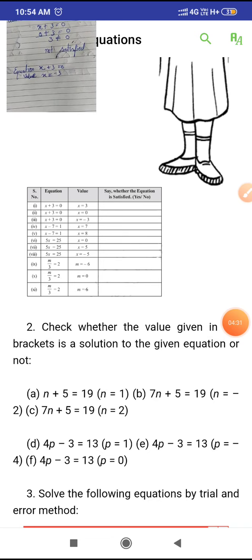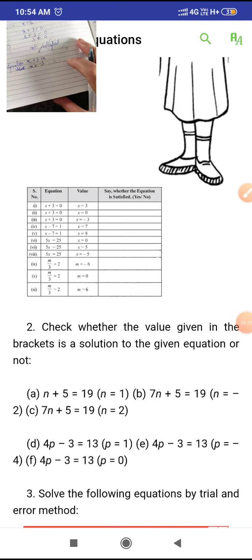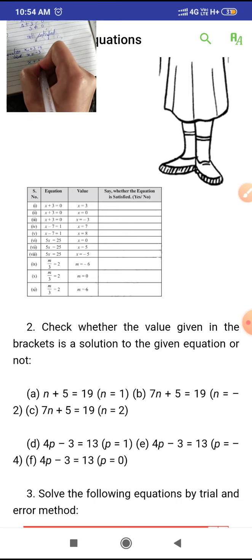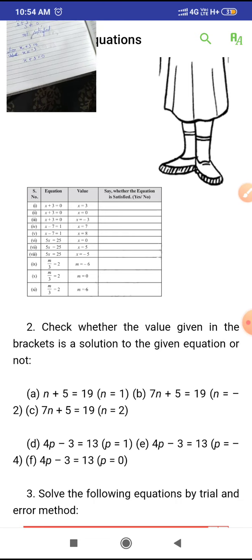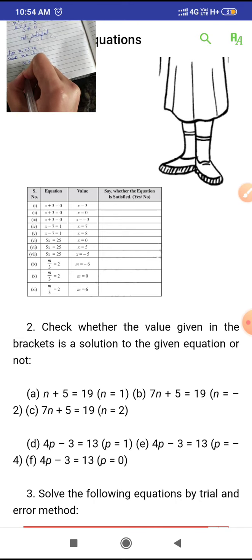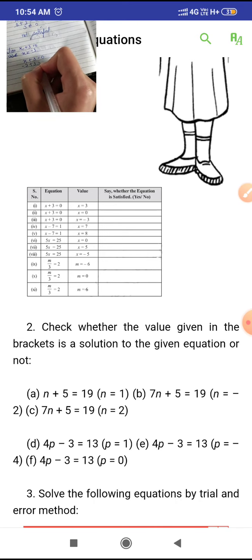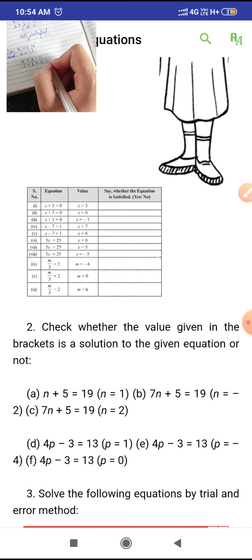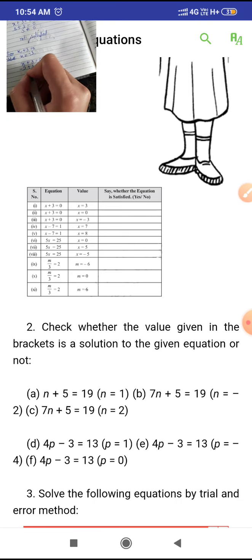Third equation is x plus 3 is equal to 0, and we have to find its value at x is equal to minus 3. For this we again write our equation and we put minus 3 in place of x. So in the left side we have minus 3 plus 3, and in the right side it remains 0. So in the next line we have 0 is equal to 0 and it is satisfied.